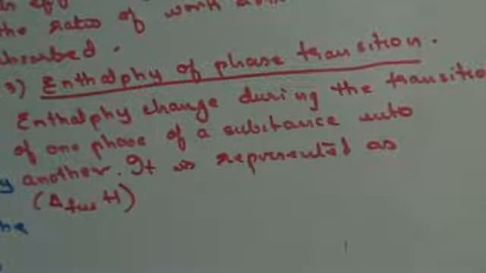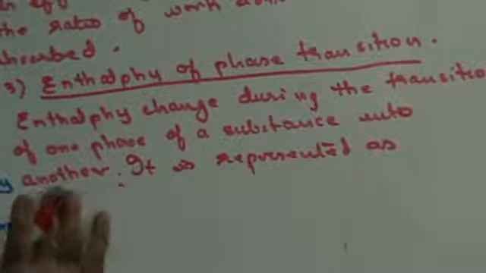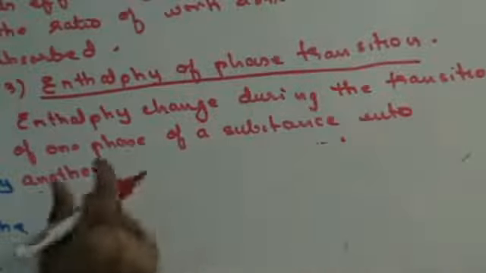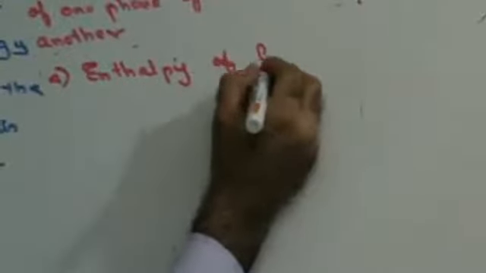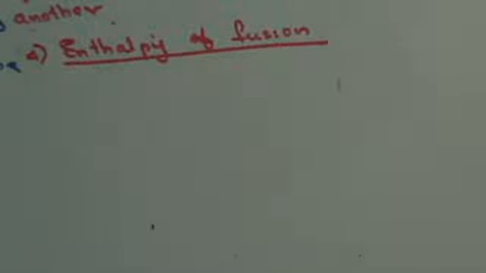Then I can have enthalpy of phase transition. Leave it as it is. Next, what is enthalpy of fusion? Right? Now when we talk about enthalpy of phase transition, you can have three different types: enthalpy of fusion, vaporization and sublimation. What is enthalpy of phase transition? The amount of heat energy that would be absorbed or evolved when a substance gets converted from one state to another state. Now this is further divided into three different types. One is called as enthalpy of fusion.